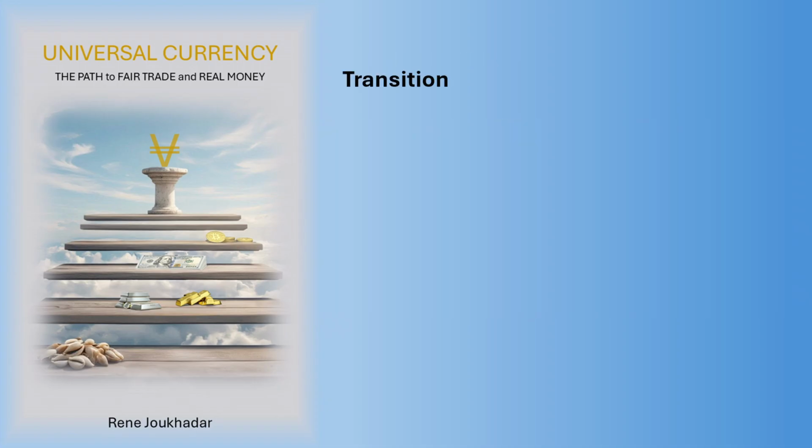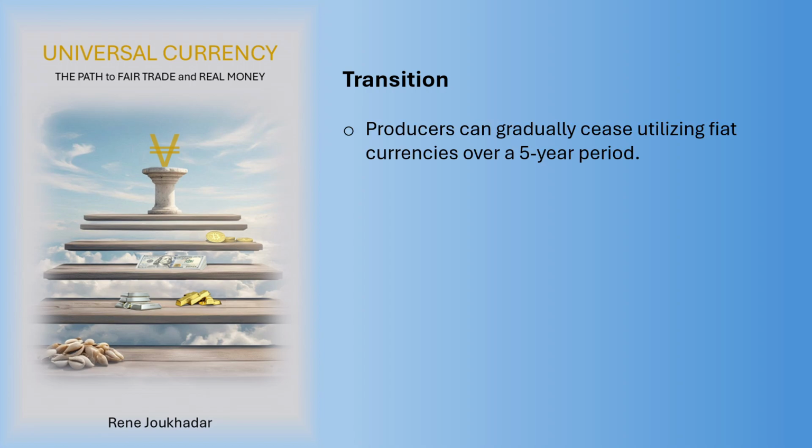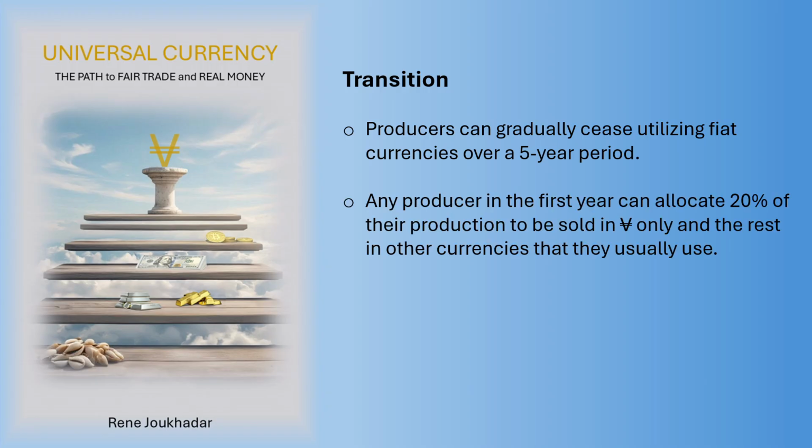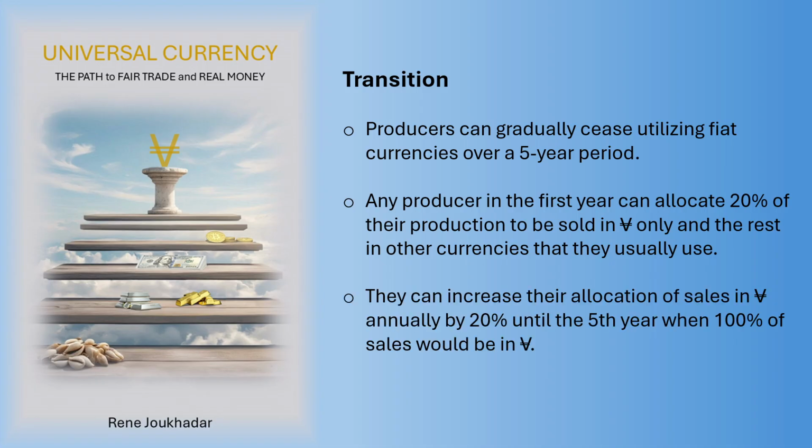So how can we transition from our current system of currencies to a system of value, our system of value, exclusively? Well, producers can gradually cease utilizing fiat currencies over a period of 5 years. Any producer in the first year of transition can allocate 20% of their production to be sold in V's only, and the rest in other currencies that they usually use. They can increase their allocation of sales in V annually by 20% until the 5th year, when 100% of sales would be in V.